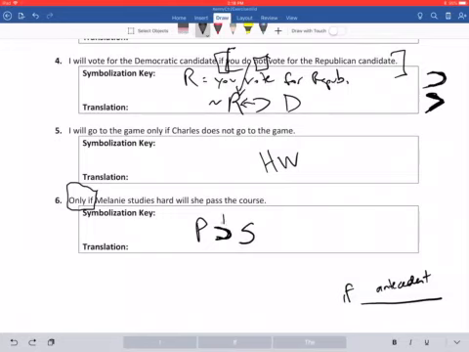And another way to think of it is you can just substitute the horseshoe in for only if. All right? So whatever comes after the if is the antecedent. Whatever comes after only if is going to be the consequent.